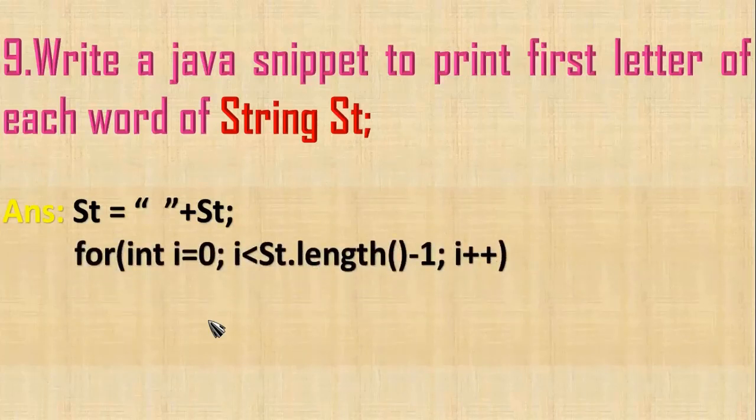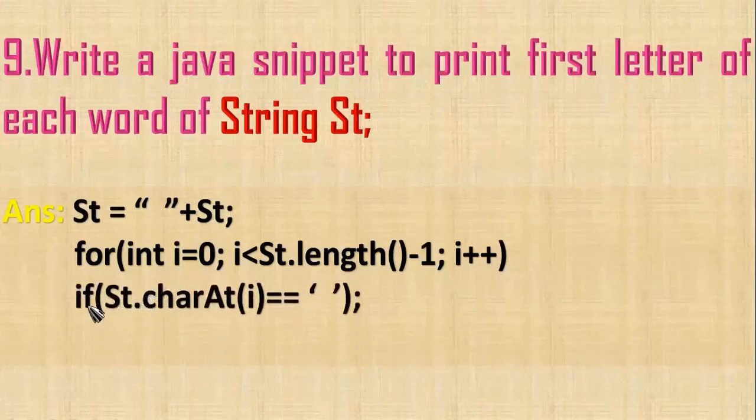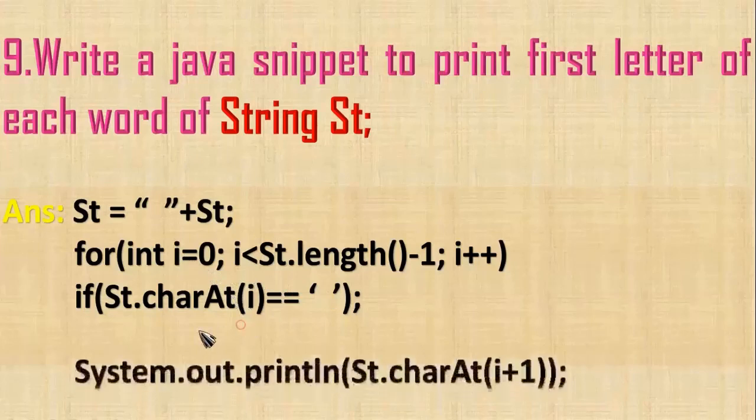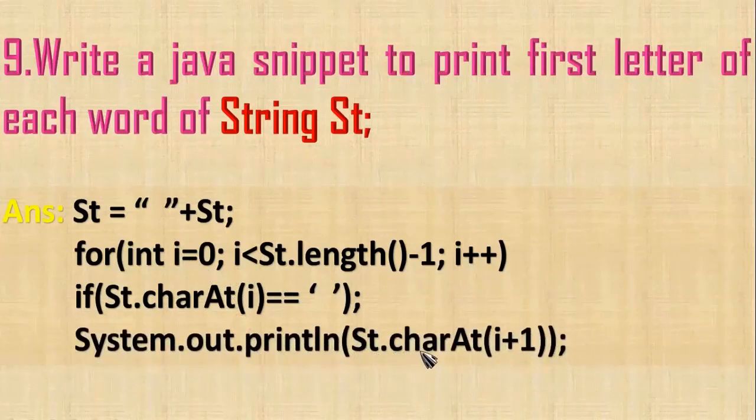So we need a for loop. We will write from the first index we need. So i is equal to 0, i is less than st.length() minus 1, i plus plus. Why I have given minus 1 is, if there is a space, the next letter to it is going to be printed, so we will give i plus 1 to print. When i is the last index, it can't go beyond that, it will give an out of bounds error. For that purpose I have given minus 1 here. Then if st.charAt(i) is space, then we will print System.out.println of st.charAt(i plus 1), as I said.